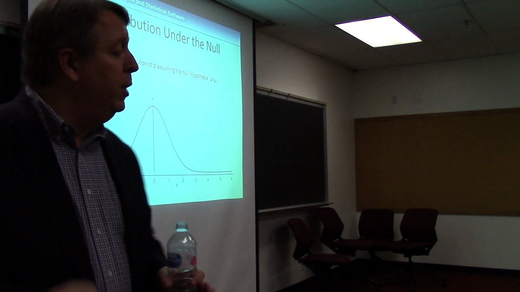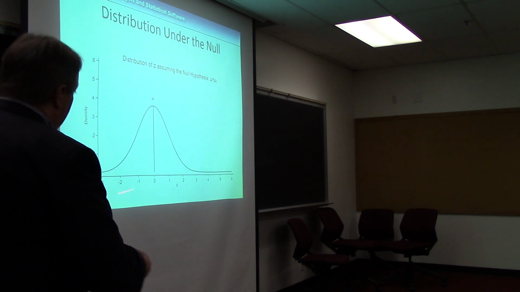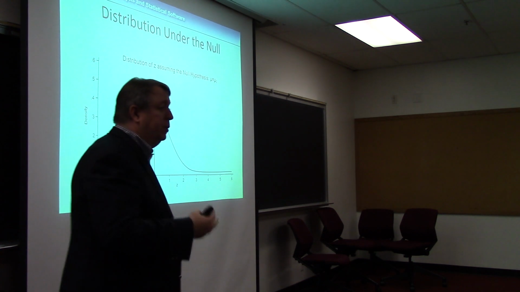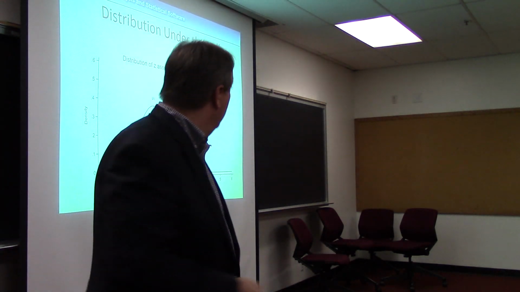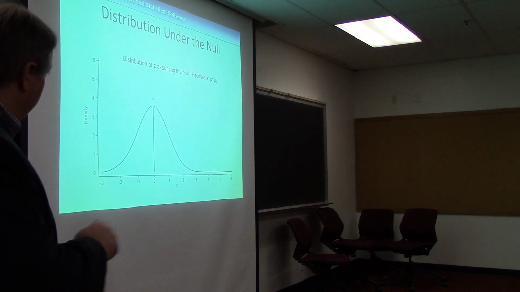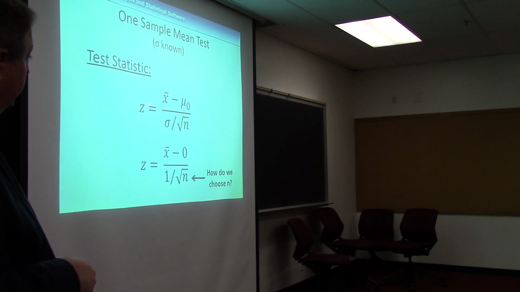So let's draw a picture here of the distribution under our null hypothesis. I believe it's normally distributed with a mean of 0 and a standard deviation of 1. I'm going to call this axis the z-axis because I'm going to want to use a z-test. At some point I'm going to have to set up a test for my null versus my alternative. So the test statistic I'm going to use is a z-statistic for now.